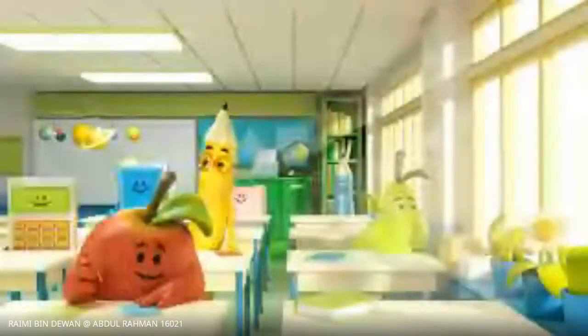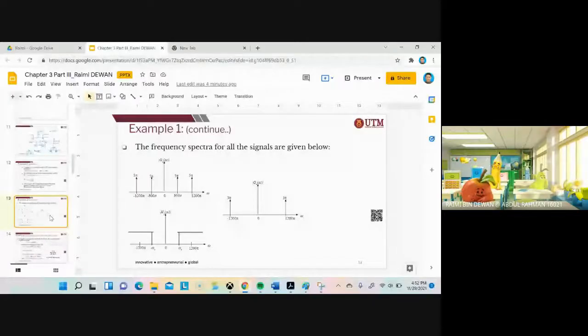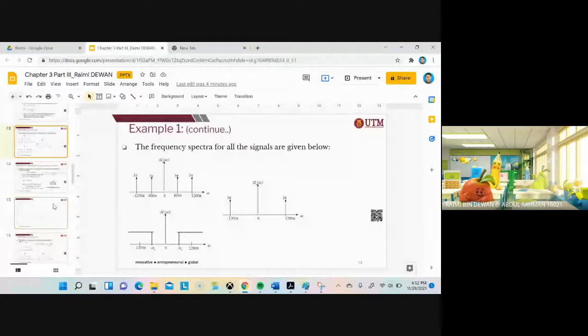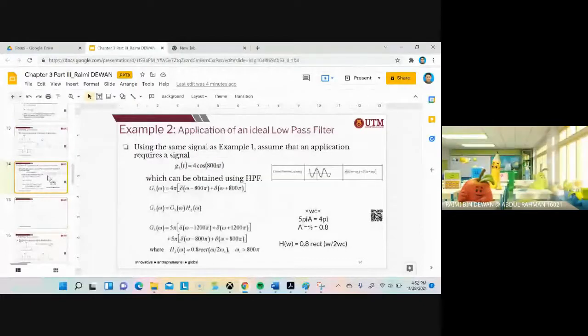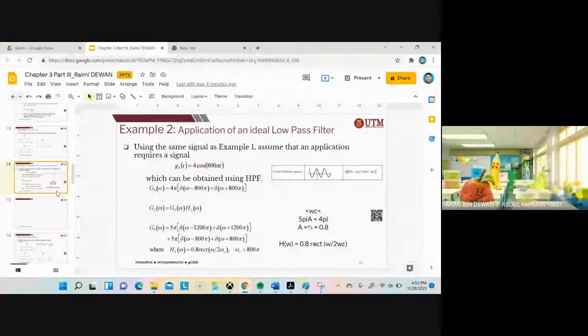Then we go to the next application of an ideal filter. The word here is also ideal. Remember, it mentioned ideal. So if the question asks you to design a practical filter, you should know the 3 dB that I taught just now.